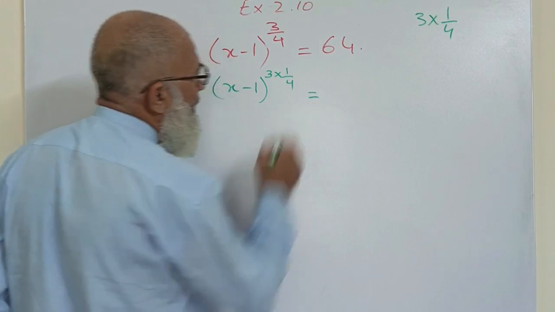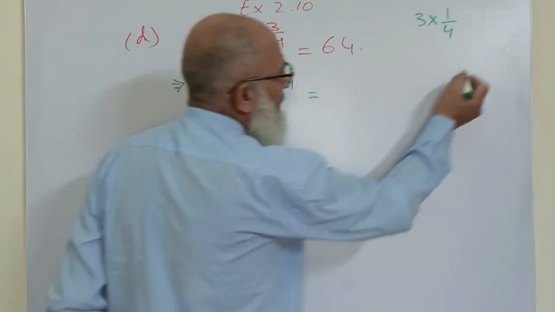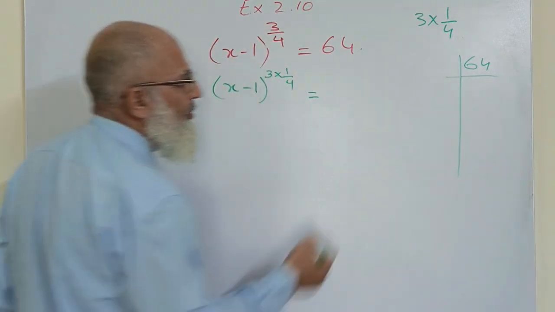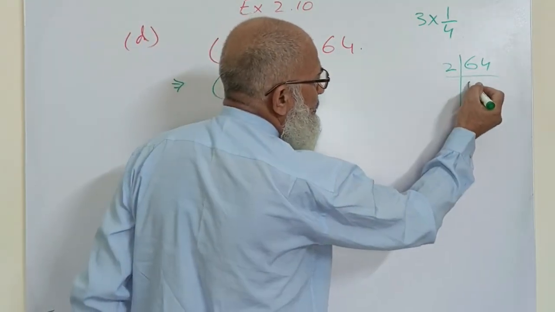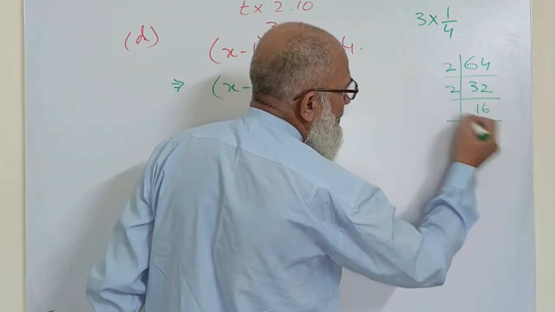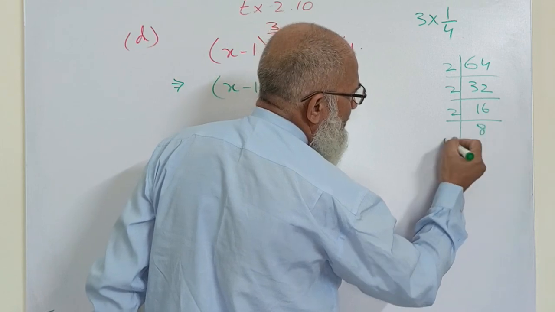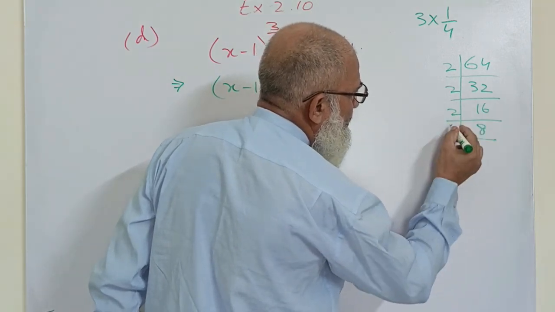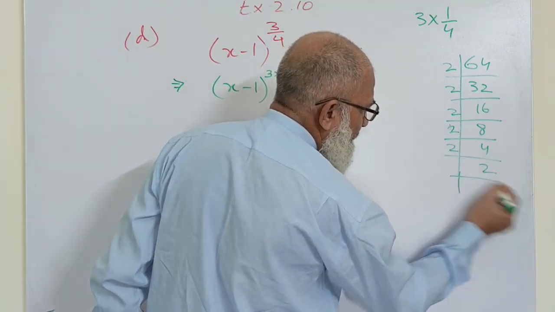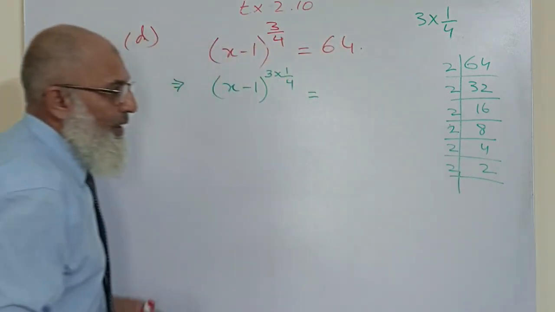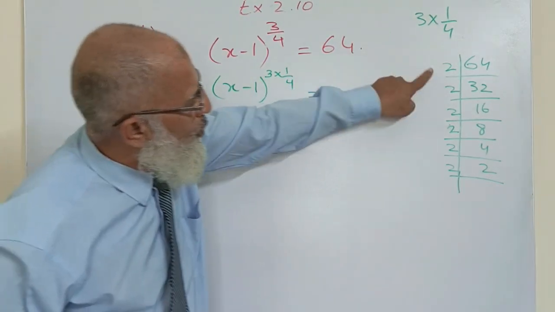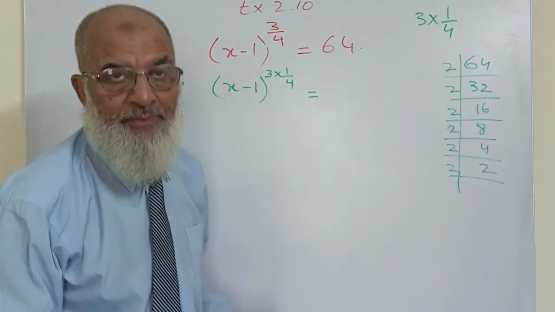And just find the factors of 64. 2, 3 times 2 times 2, 16 times 2, 8 times 2, 4 times 2, again 2 times, and 2 1 times. Notice that we have got 6 2's in a row: 1, 2, 3, 4, 5, 6.